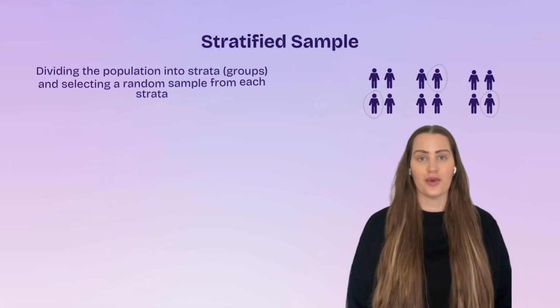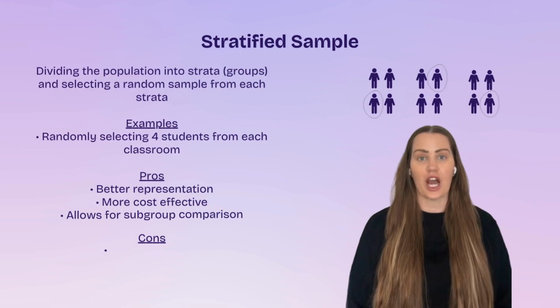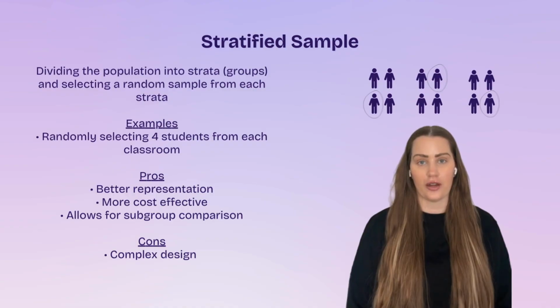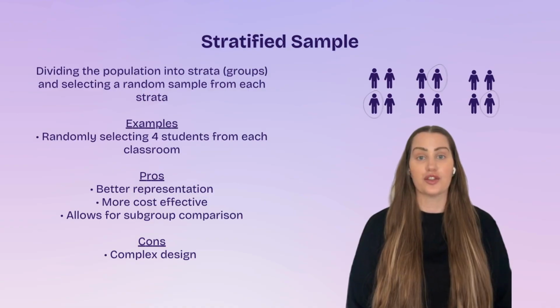A stratified sample is selected by dividing the population up into strata or groups, then randomly selecting a proportionate number of individuals from each stratum. For example, to get a stratified sample from a school, you could divide that school up by classroom, and then select 4 students from each classroom. This is assuming that all the classrooms have the same size.